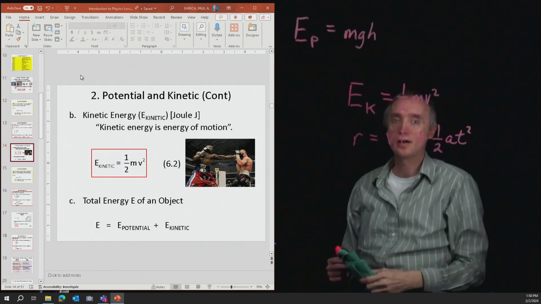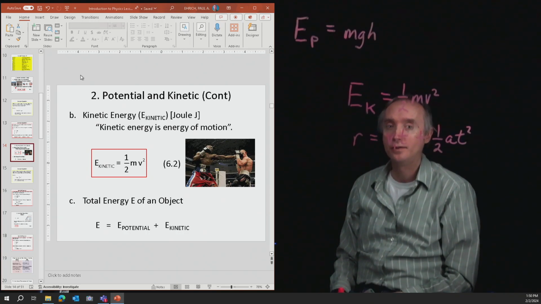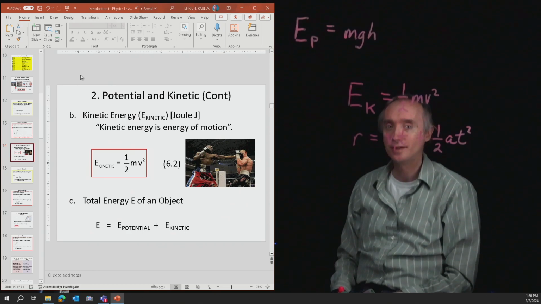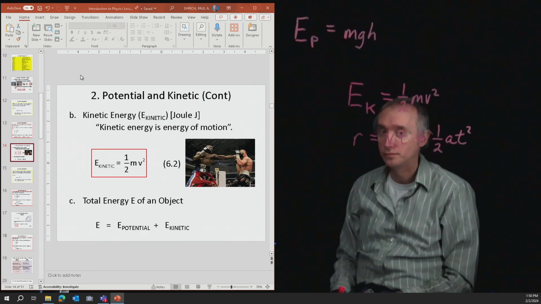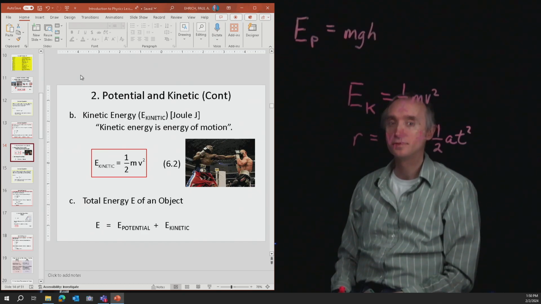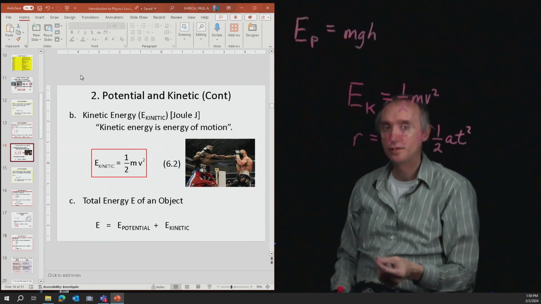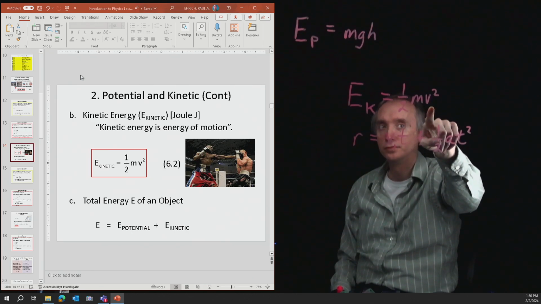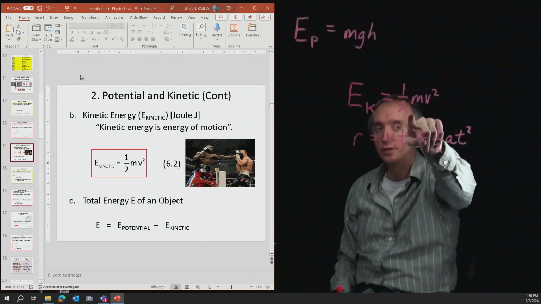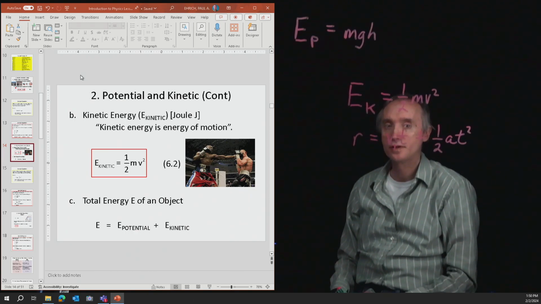All right, now let's try it. Let's say that you have a car and it's sitting still. How much kinetic energy does it have? Okay, so the answer is 0. If it's not moving, it has 0 velocity. 0 squared would be 0, and 0 times anything would be 0. So it has no kinetic energy if it's not moving.